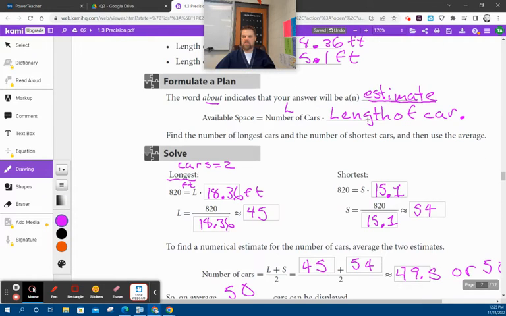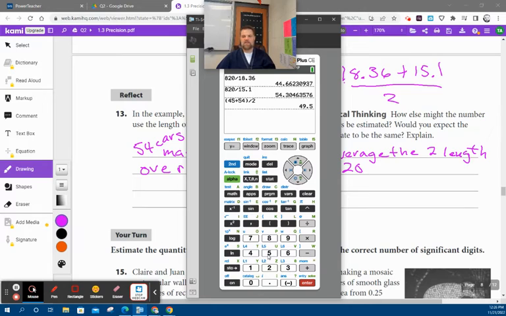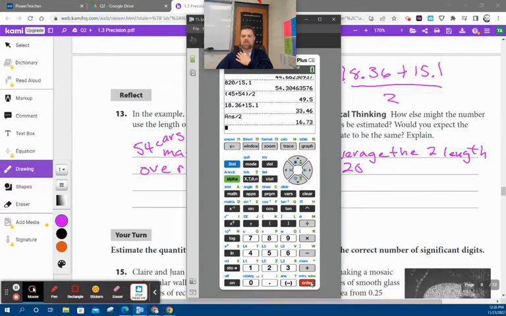if we scroll up a little bit, what's the number between 18.36 and 15.1? Well, let's just add them up. So you could say 18.36 plus 15.1 divided by 2. Let's plug that in our calculator and see if that helps. 18.36 plus 15.1. That equals 33.6. If I divide that by 2, we get about 16 feet.